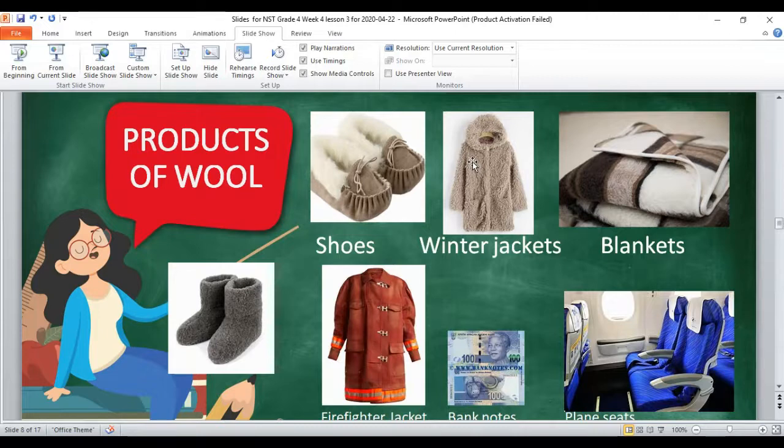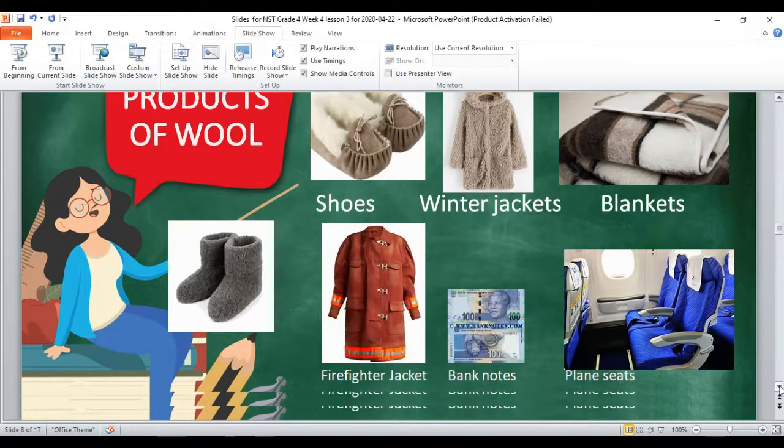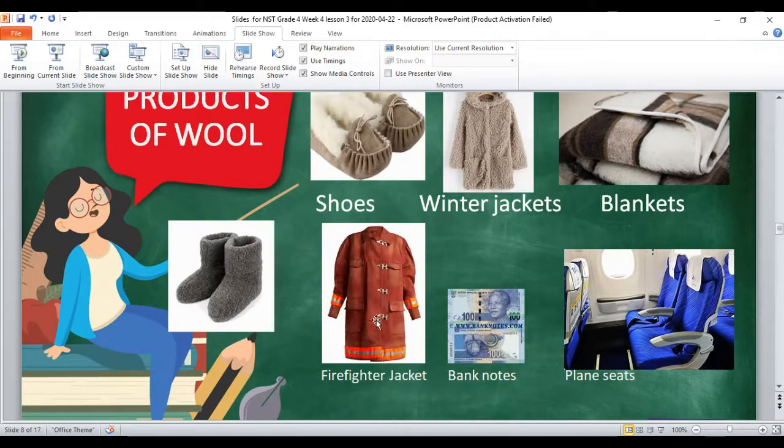Then blankets. Now, the important thing is that the firefighter jacket is made from wool because wool is fire resistant. Firefighters work in flammable places or hot areas. So when they're exposed to the heat or the fire, they cannot burn because the jacket is made from wool, and wool is fire resistant.